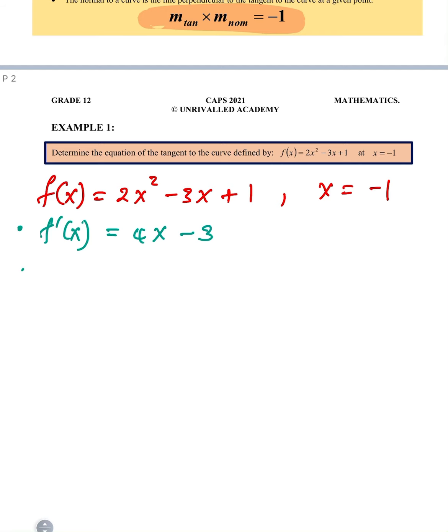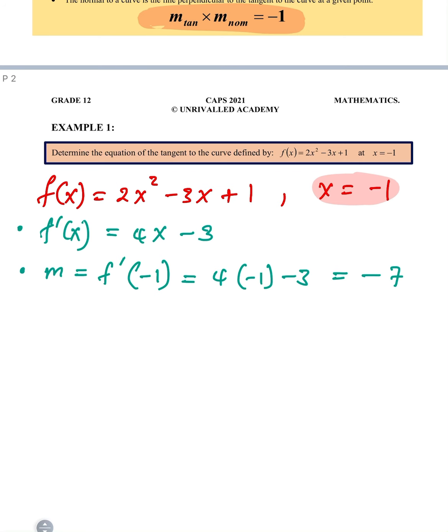And then secondly, we need to get the gradient. How do we get the gradient? We say, well, the gradient equals the derivative of the curve at a particular point. So the point now is what? It is -1. You are given that point, beautiful people. So now how do we do that? We substitute -1 into the derivative. So this will be 4 into -1 minus 3. Then this leaves us with the gradient of -7. If you punch that in a calculator, you're going to get that.